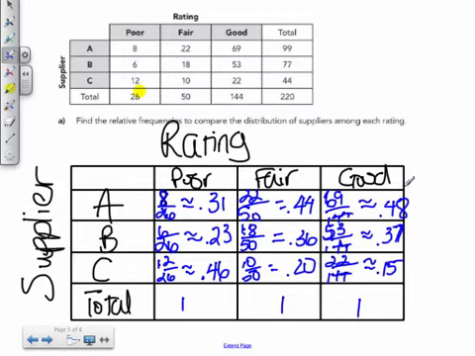All right, so you should have gotten 69 out of 144, which is about 0.48, 53 out of 144, which is about 0.37, and 22 out of 144, which is about 0.15. Hopefully you did okay with that.